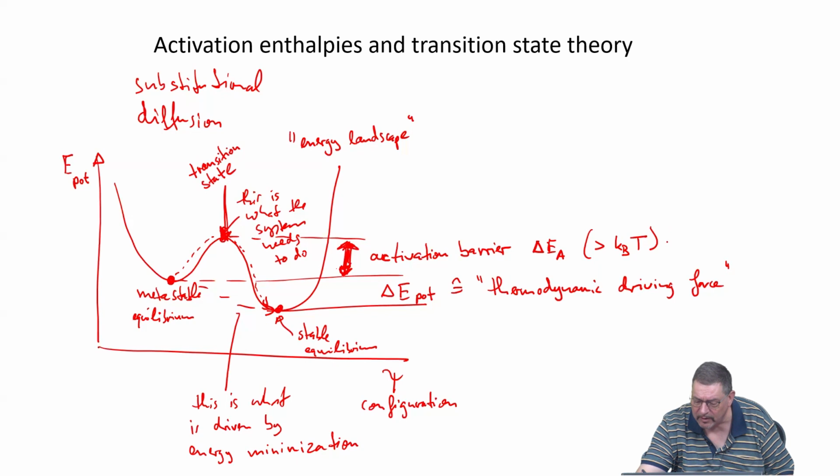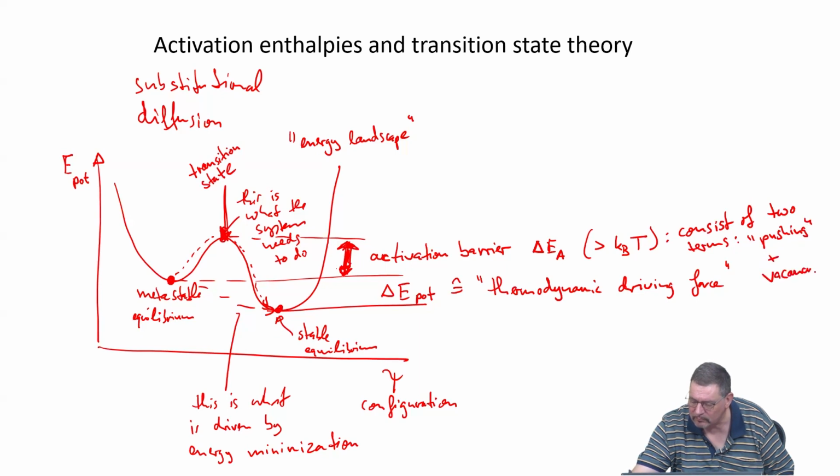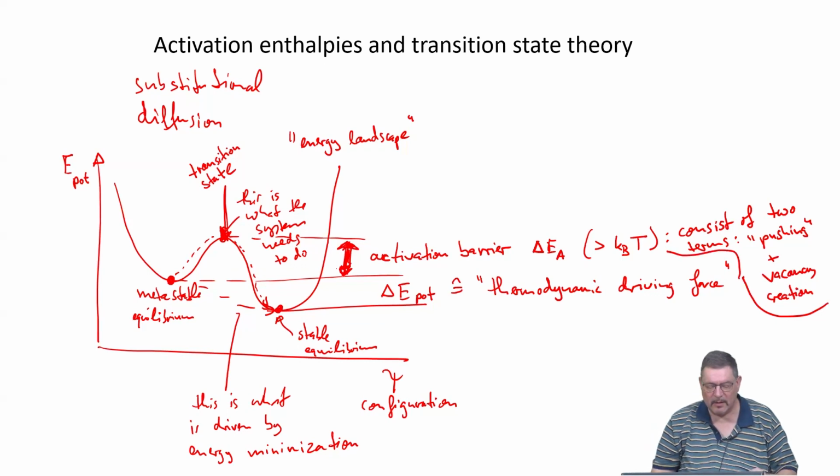And the activation barrier consists of two terms. The vacancy pushing through the other atoms, but also generating the vacancy in the place where it needs to be. So this is the mental picture.